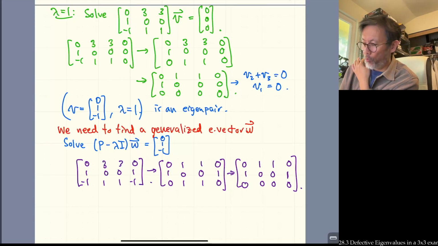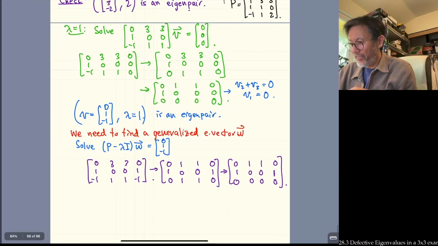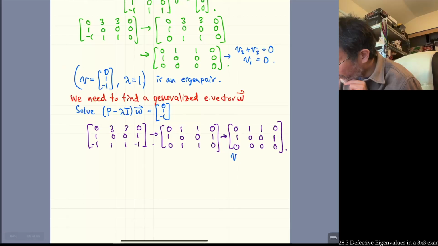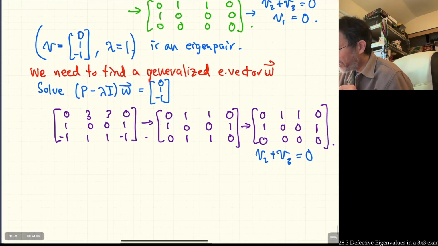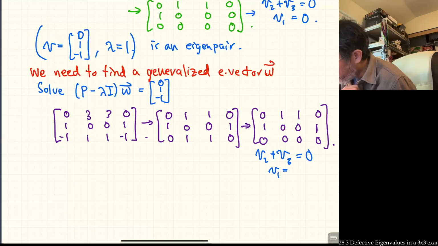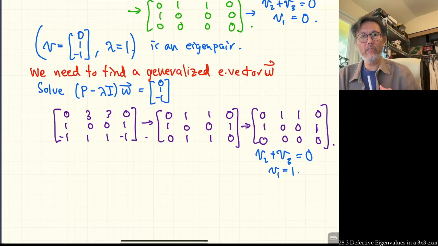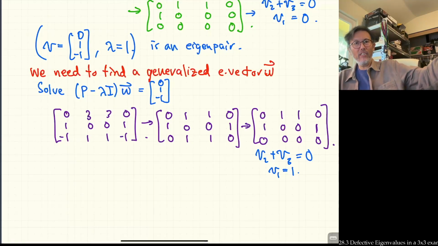Okay. So what is this system telling me now? The first row tells me v2 plus v3 is 0. The second equation tells me v1 must be equal to 1. And the third row is totally vacuous. So v1 must be 1, and v2 and v3 can be anything which add to 0. So why not take v2 and v3 to be 0?